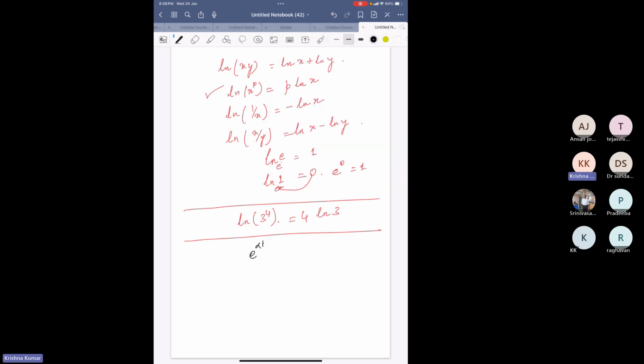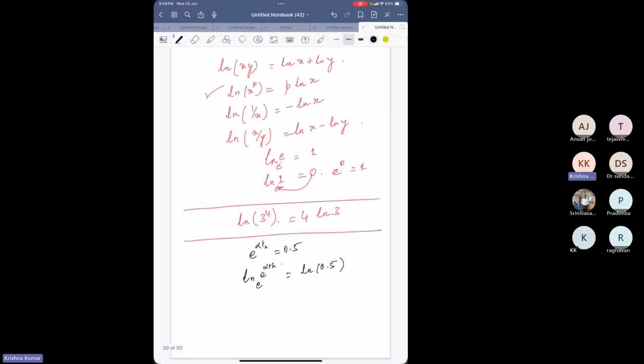e power alpha th is equal to 0.5. So I'm going to take log on both sides. When I take log of both sides, log of e to the base e power alpha th is equal to log of 0.5. Please note that I can apply the same function to both sides.